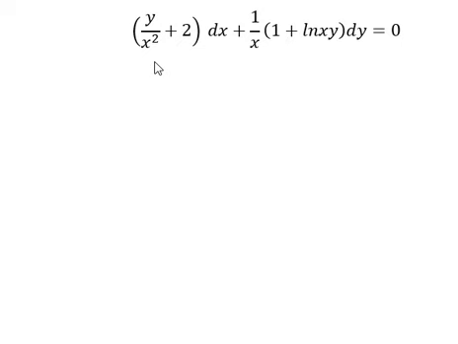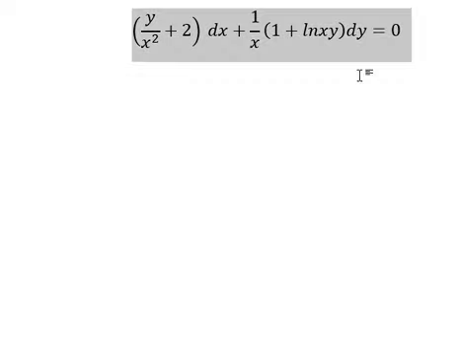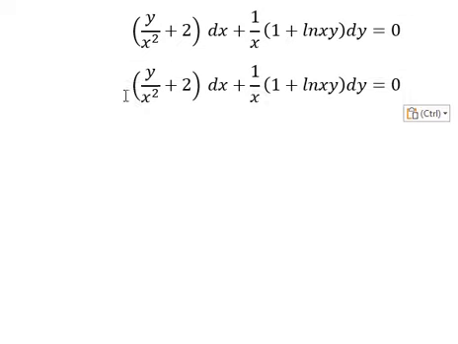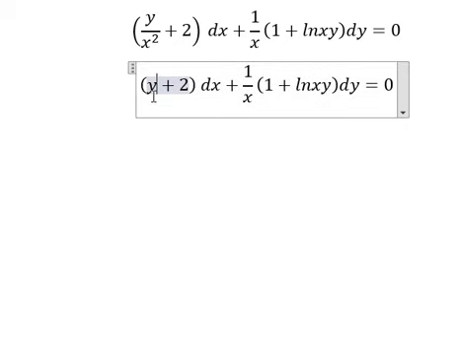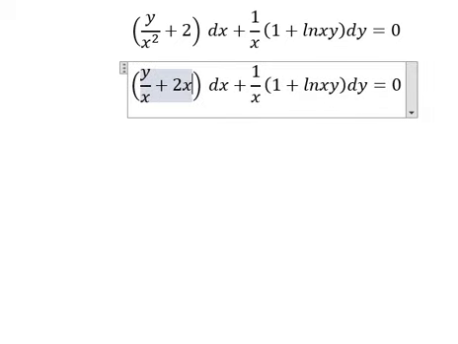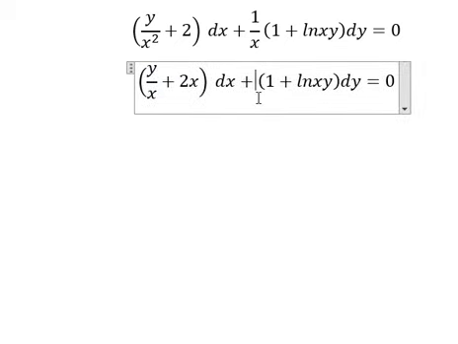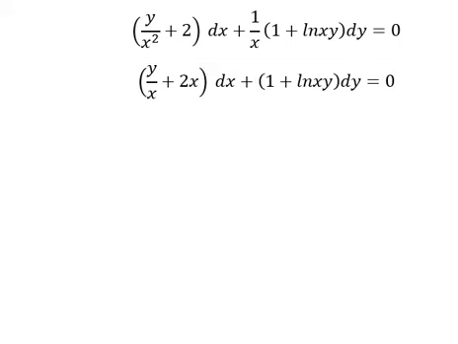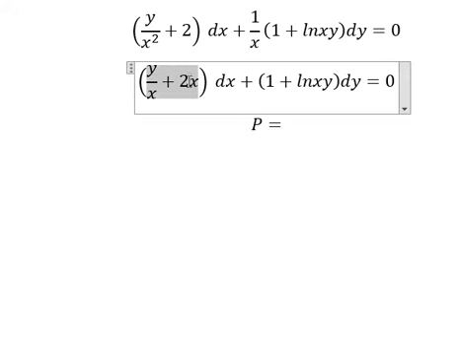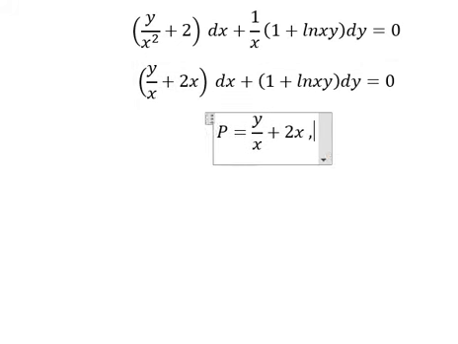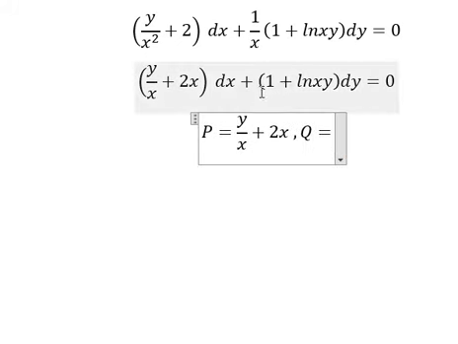So now I will show you how to answer. We multiply both sides by x. Next, I will put b equals to this one and q equals to this one.